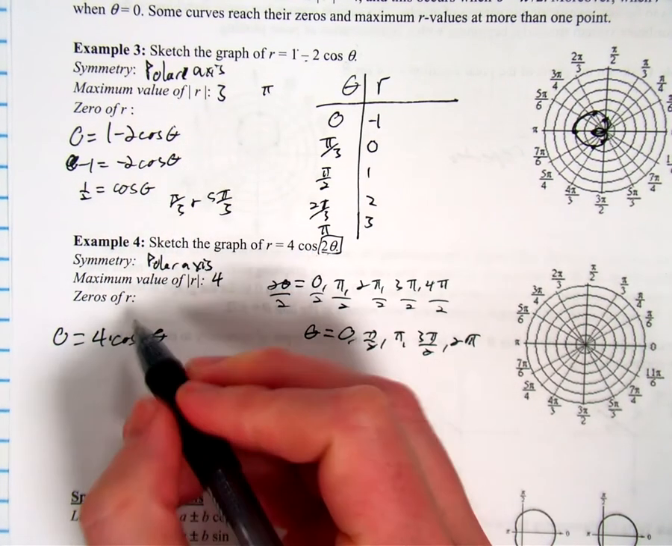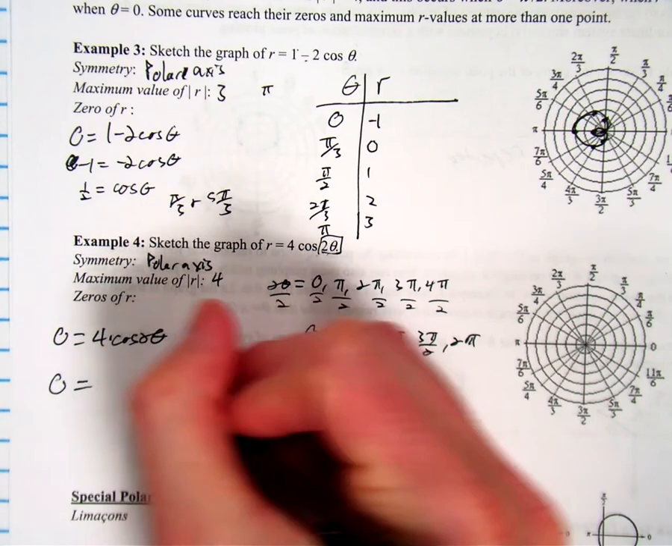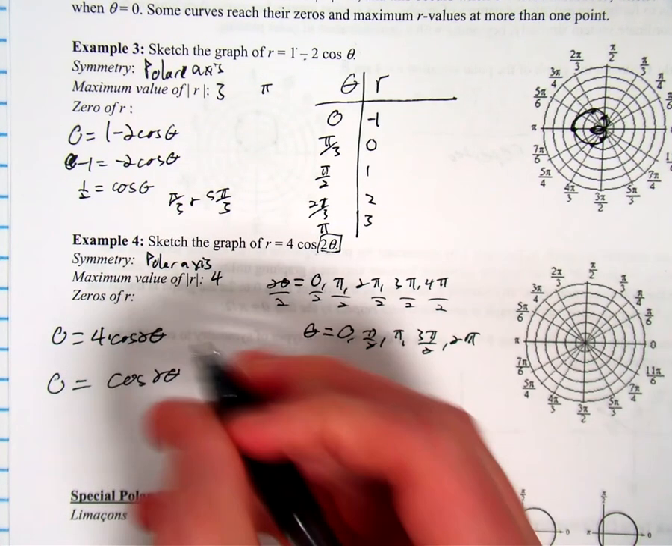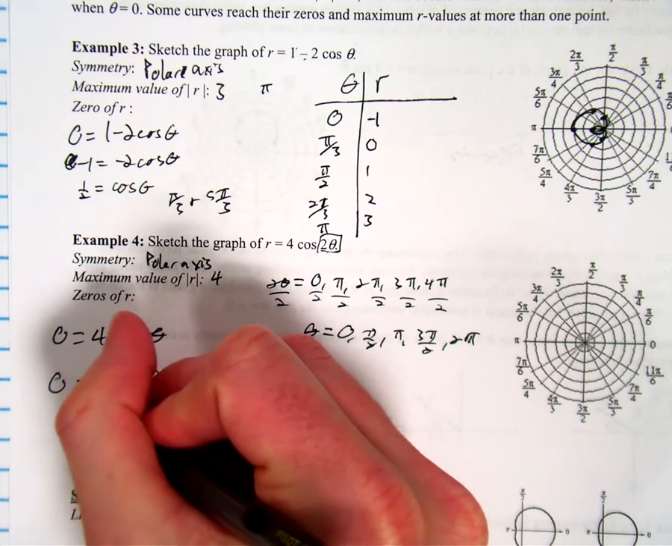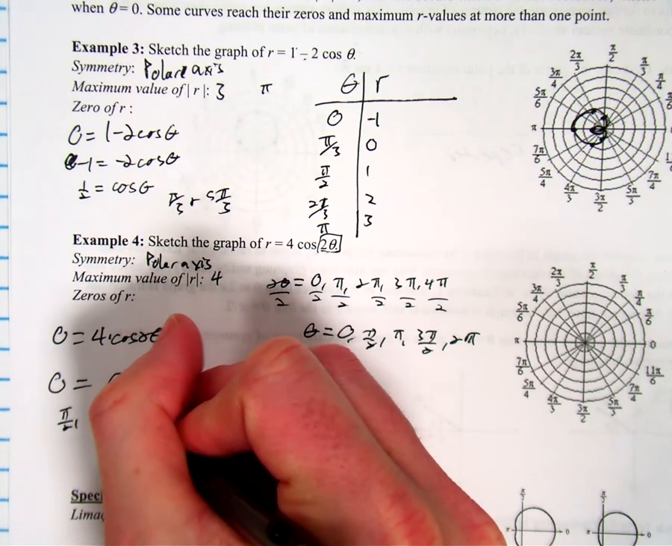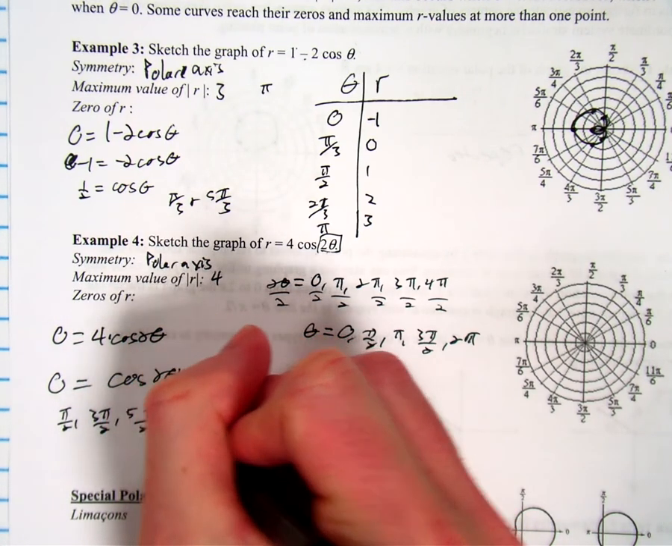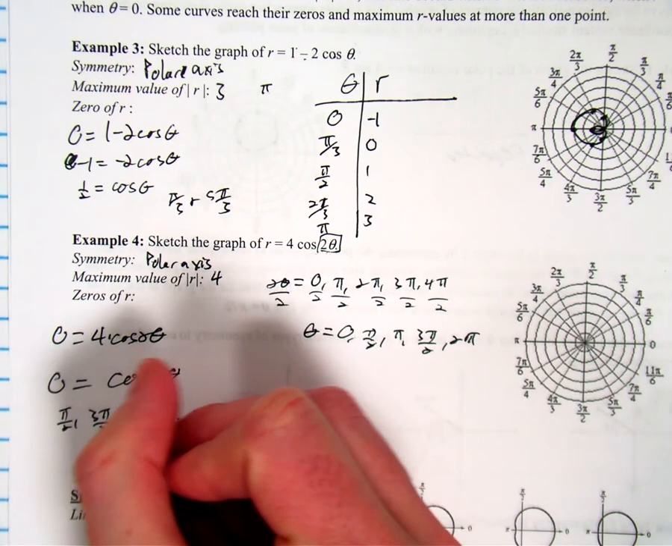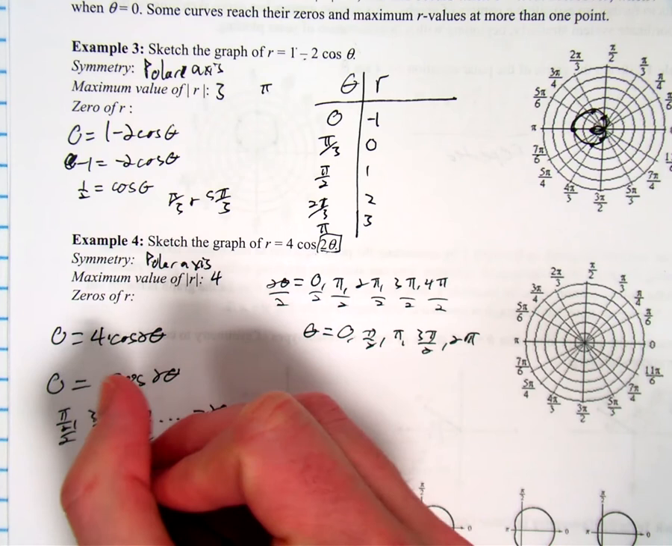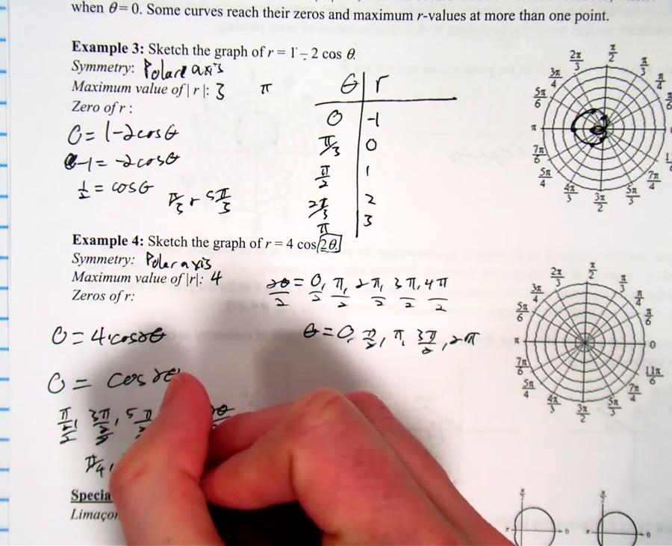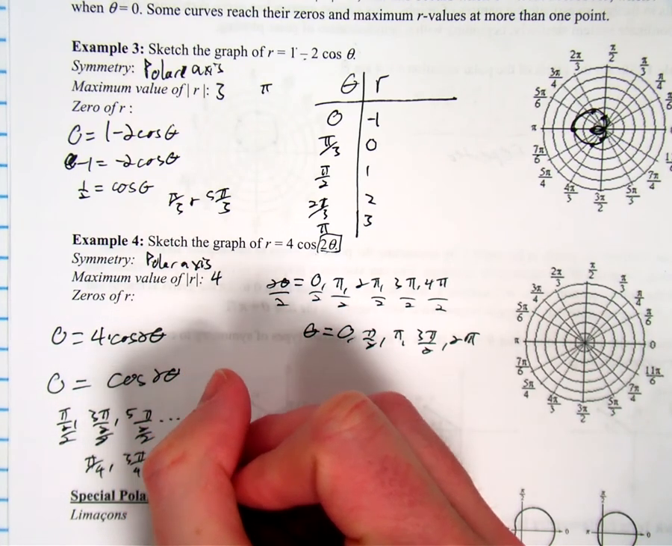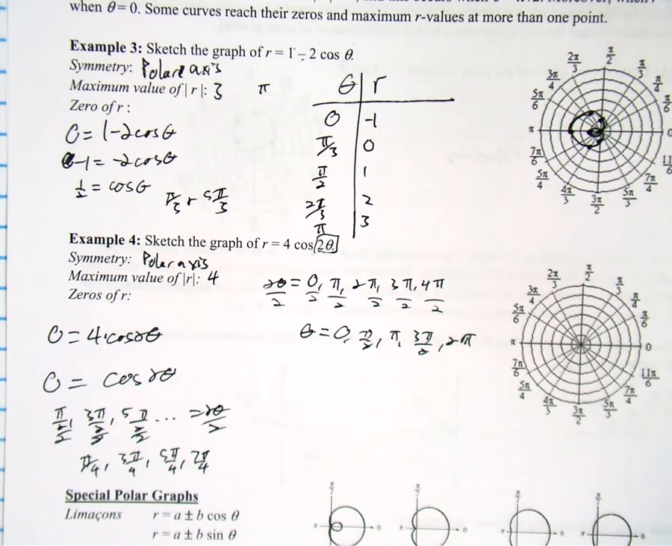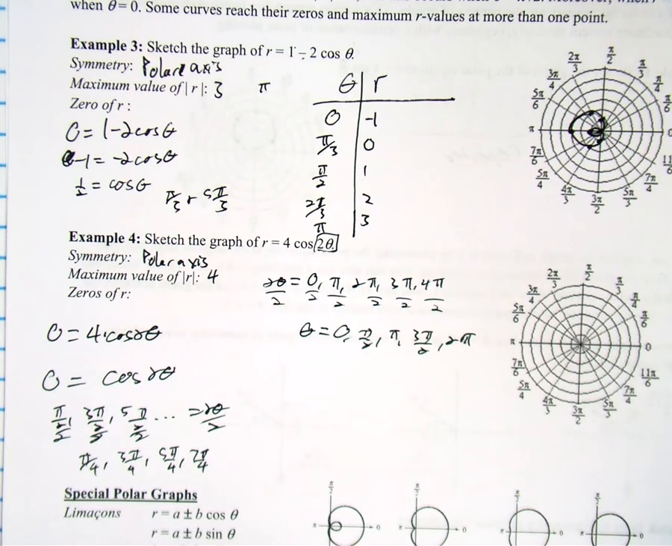Oh, 0 divided by 4 is 0. Again, where does cosine normally equal 0 at? Pi over 2, 3 pi over 2, 5 pi over 2, dot, dot, dot, right? But we're talking in 2 theta, so we have to divide those by 2. And now we're going to be at the pi over 4s. So at the 45s. Okay?